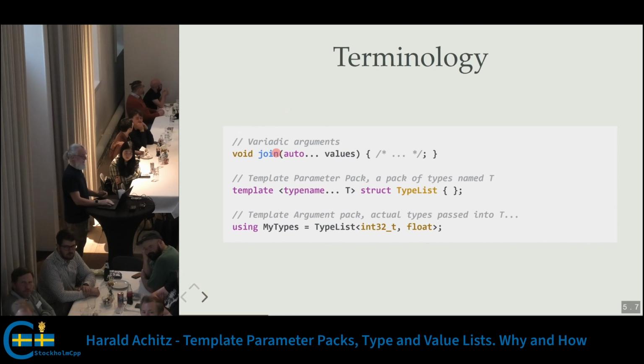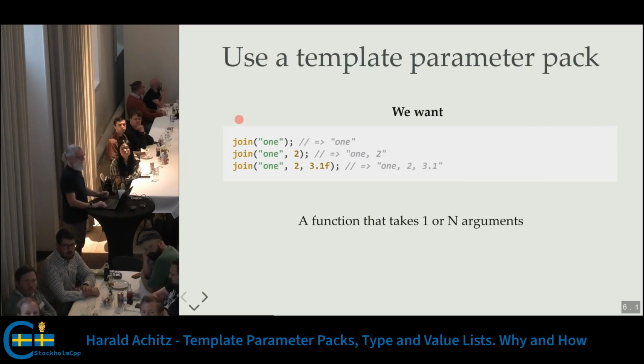Variadic arguments look like this: the template parameter pack, and the template argument pack when we use it. And if I say the wrong thing, at least I told you what the right thing is now for those things to name. Okay, so using a template parameter pack, this is what we want, the join function. I specified the function, it takes one or as many arguments as they want. And if we put them in, it joins the input with the comma and puts them together as a string.